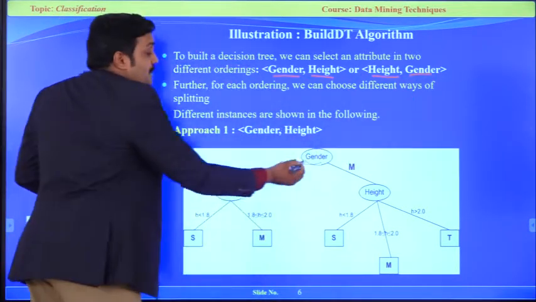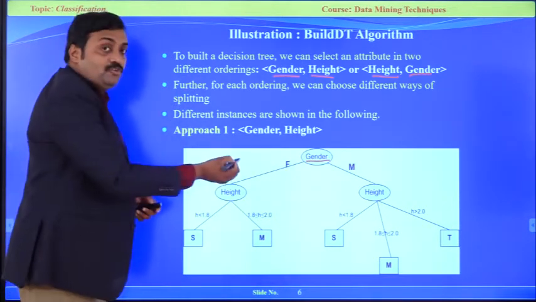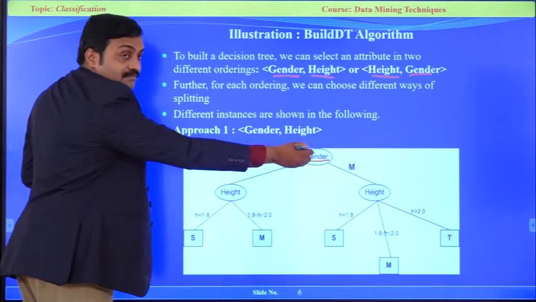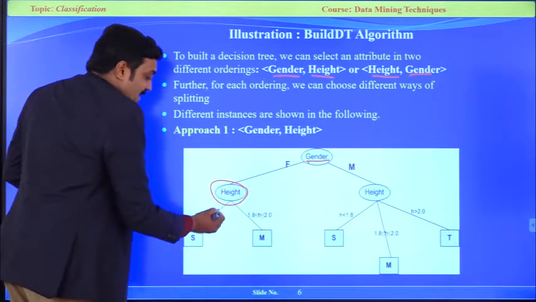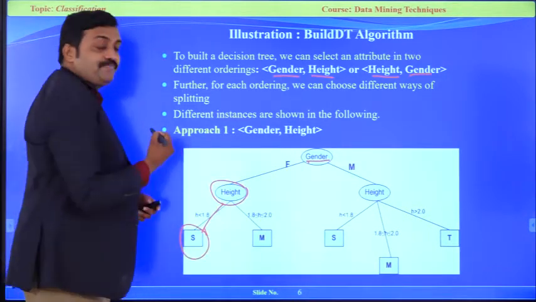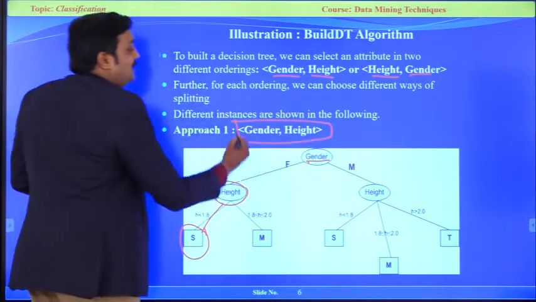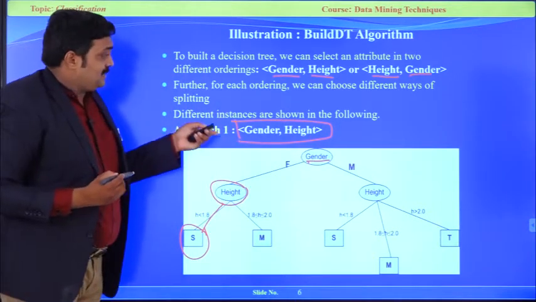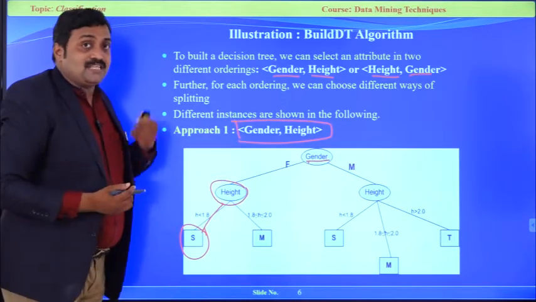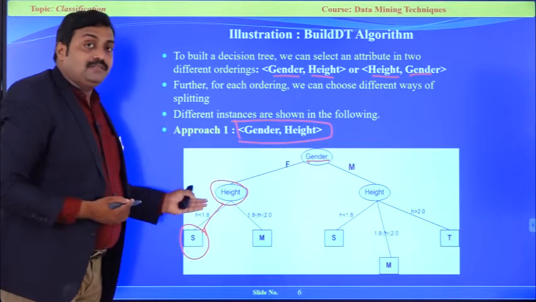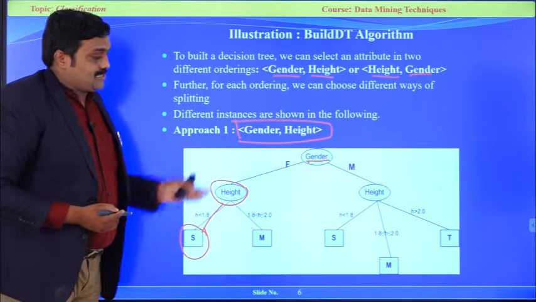That means picking the root node as gender, then for gender we have two things, male and female, splitting. After gender I check with the height. Finally, the class, which class it is. Approach 1, that means I am taking gender, that is the gender-height combination, with gender as the root node and the internal node is height. Finally, the leaf. Like that I am going to construct.